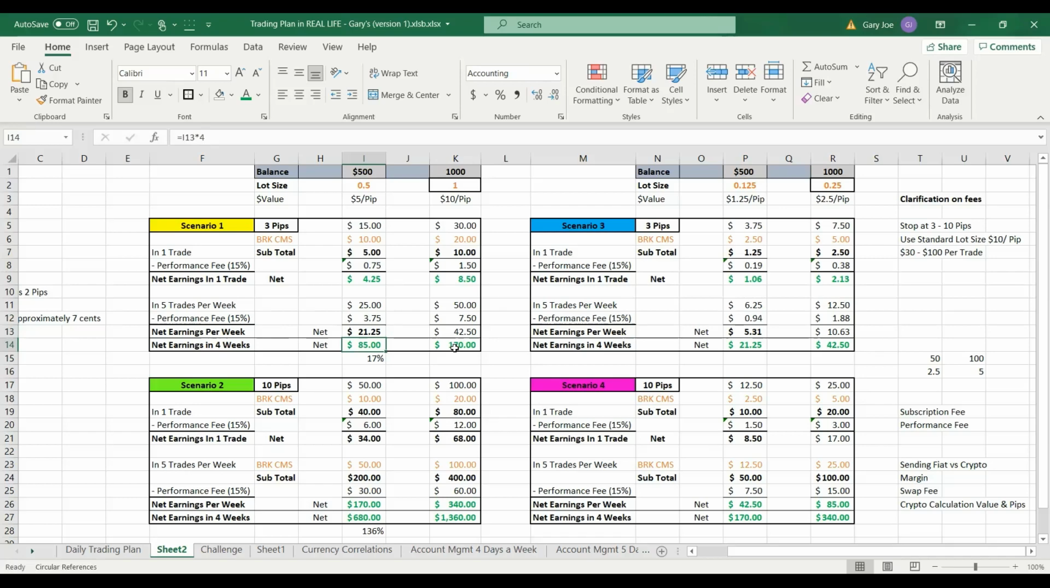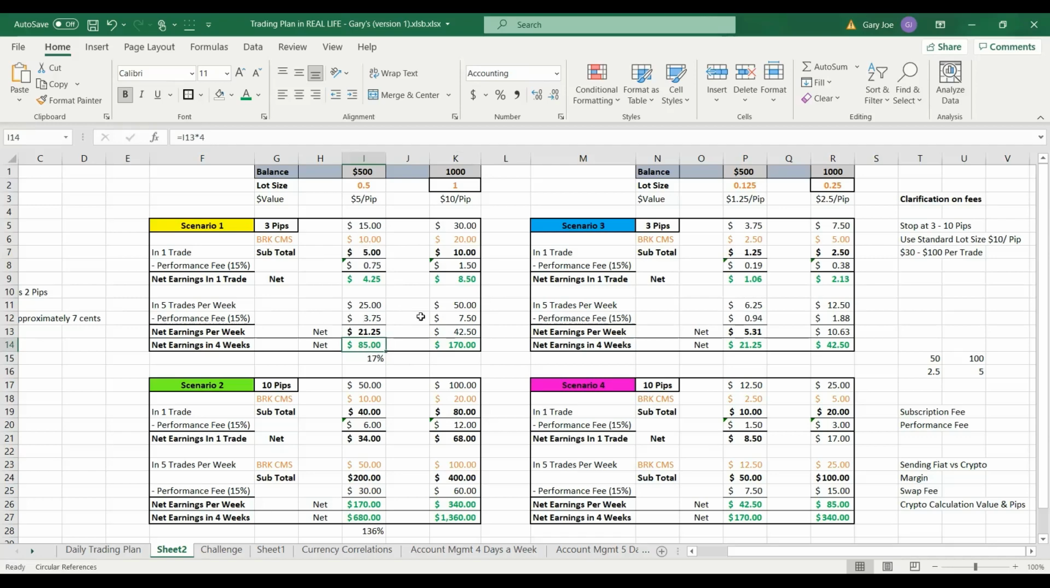Now, if you had a $1,000 account, that would have been $170 profit on top of your $1,000, on top of your $500. So that's just the bare minimum, which comes out to be a total of 17% that you would have earned on a bare minimum of being in net profit of 1 pip for 5 trades a week for 4 weeks. You would have been up 17%. You would have made $85, and $85 is 17% of $500. So your total balance will be $585.